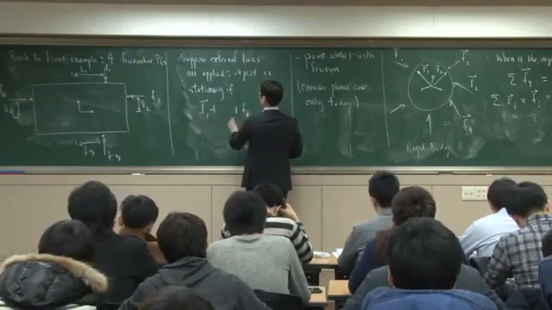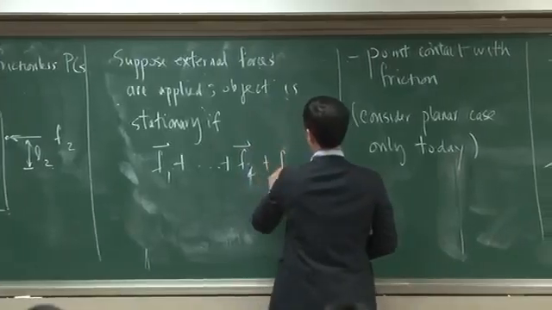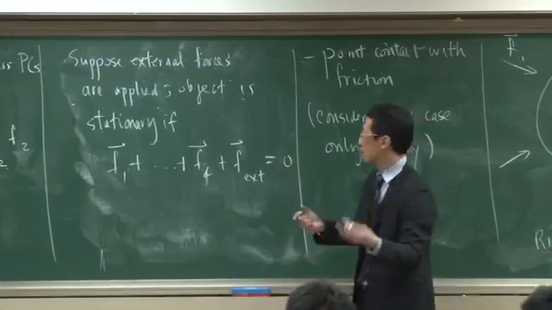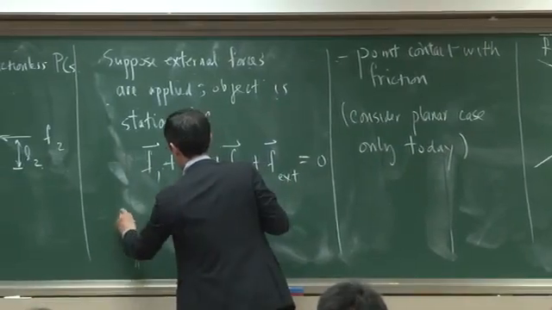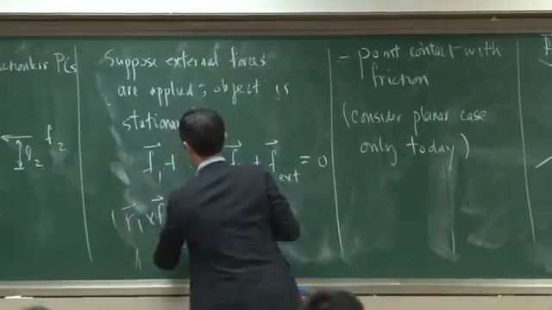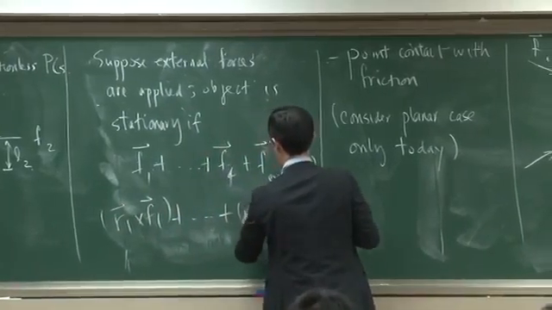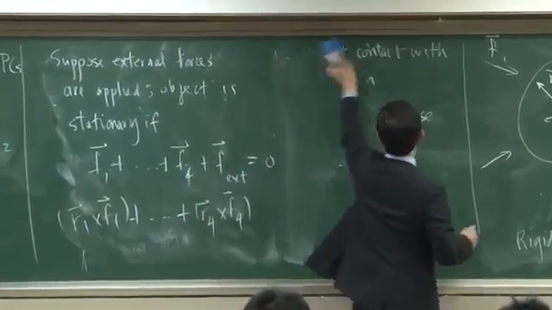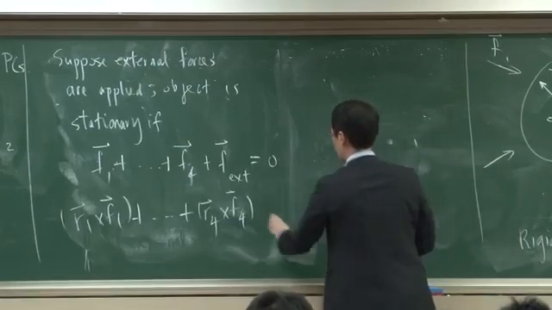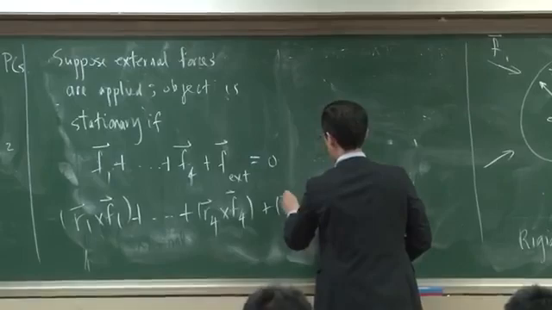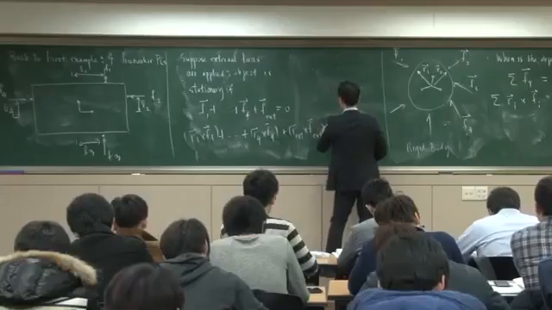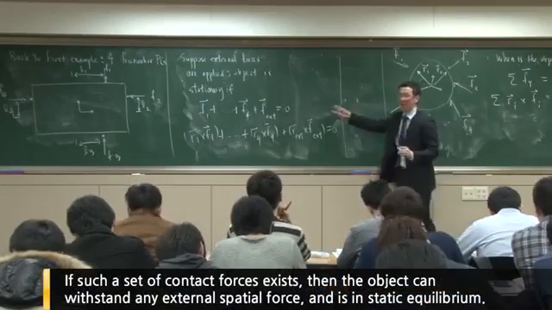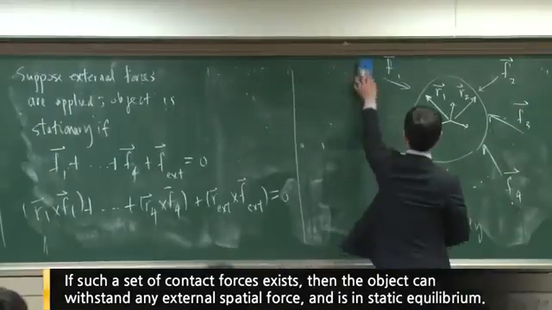We have the 4 forces plus the external force, and that has to be 0, and the sum of the moments, right? So R1 cross F1, we have 4 of these, and then we also have the external moment, plus R external cross F external. This has to equal 0. So this is all we need to check. So now let's check that.